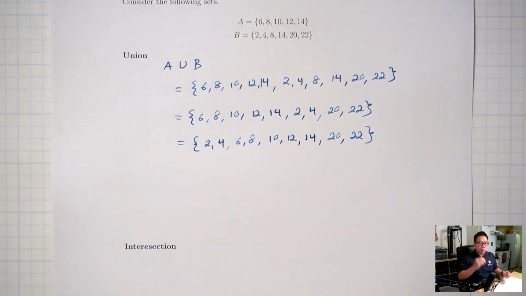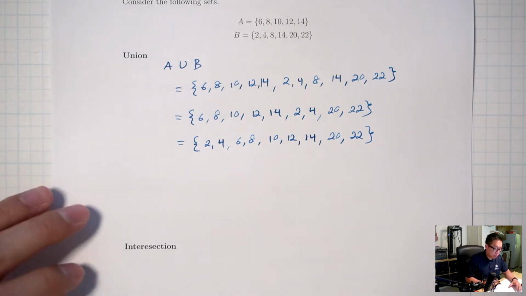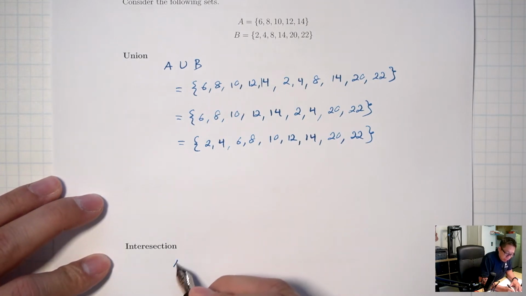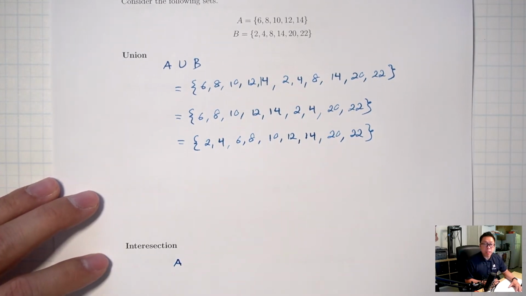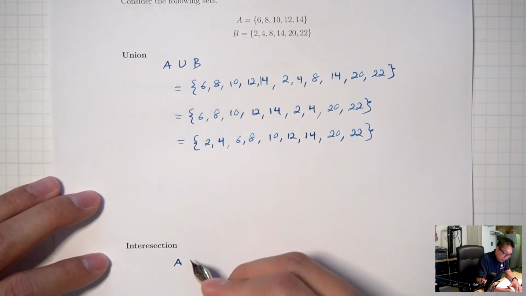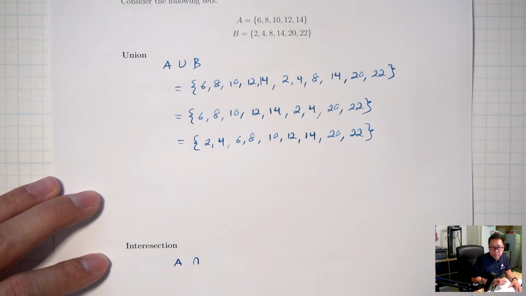The next concept is called the intersection. So the intersection, notation-wise, the way you write it out is the first set. The notation for intersection is going to be not a U, but an upside down U. And then the second set.